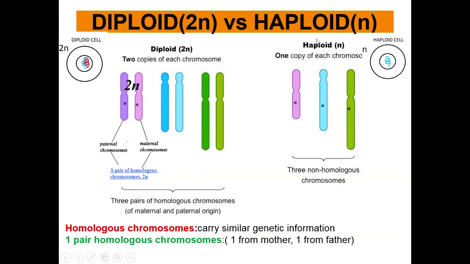Meanwhile, for the haploid only contain 1 copy of each chromosome. You can see here only single chromosome over here. And that means this is the non-homologous chromosome. So this is what we can say the differences between diploid and haploid.